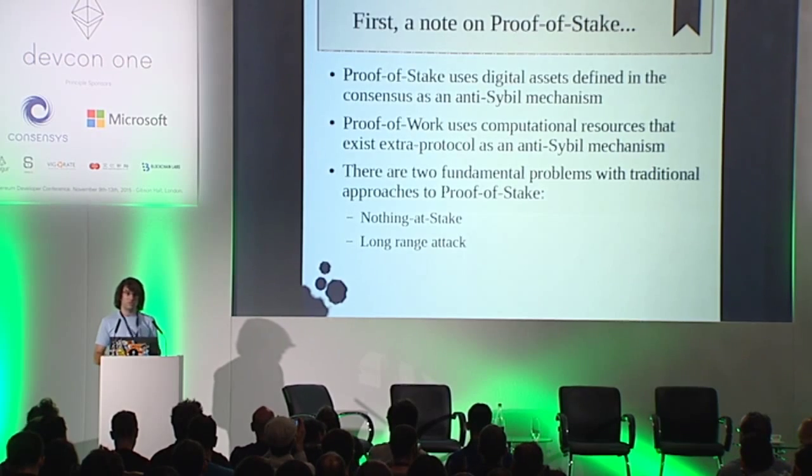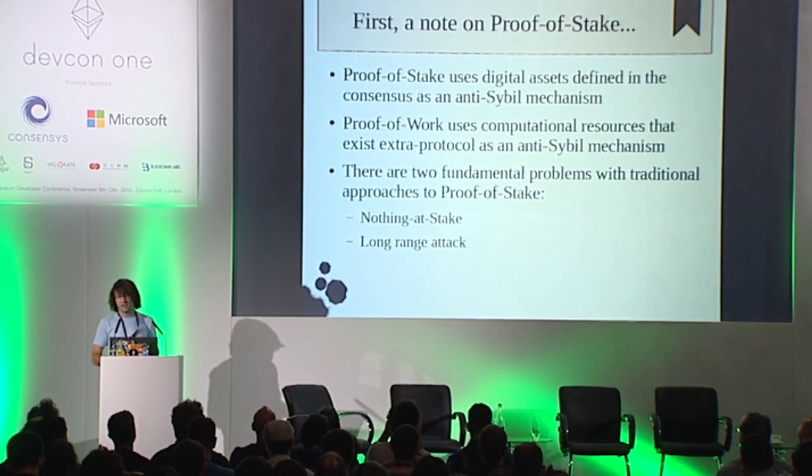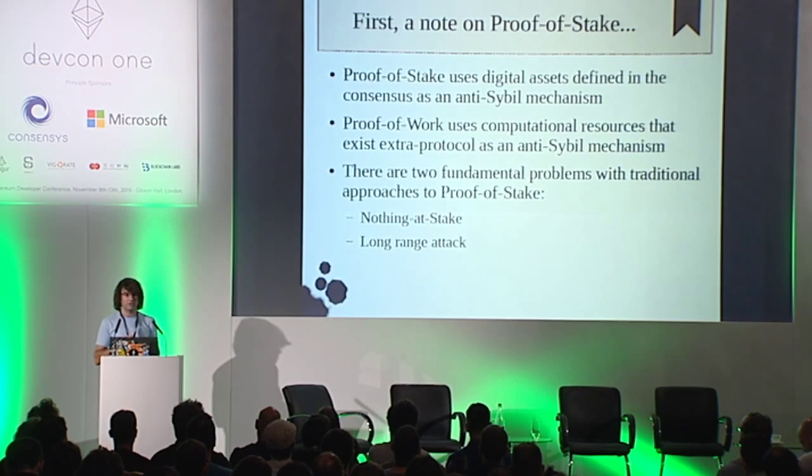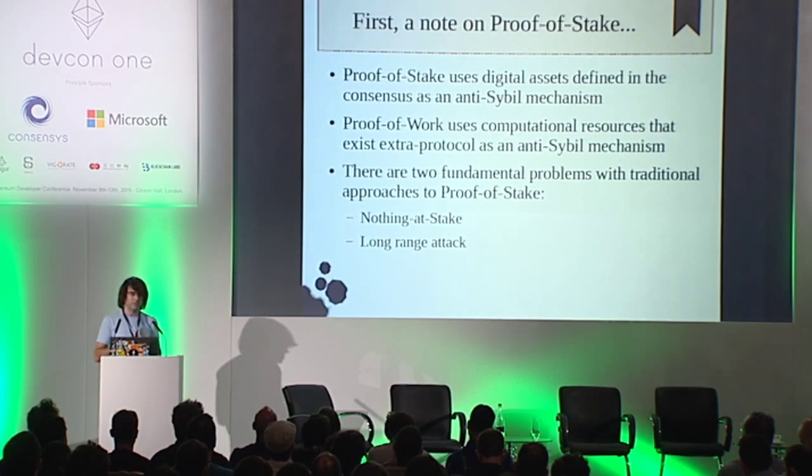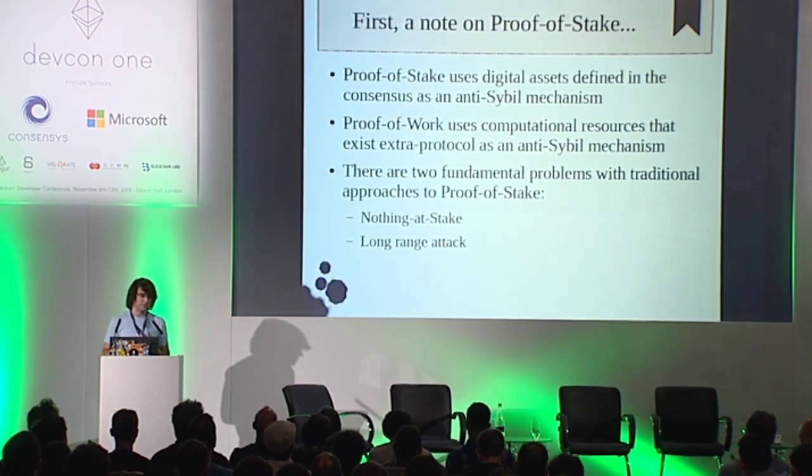So proof of stake in general uses digital assets defined in the consensus as an anti-Sybil mechanism, whereas proof of work uses computational resources defined outside of the consensus as an anti-Sybil mechanism. And there are other variations on this proof of work theme of using outside resources, like proof of storage, proof of bandwidth, and all these things could conceivably be used as an anti-Sybil mechanism. And there have been some people who look at designs of cryptocurrencies based on those.